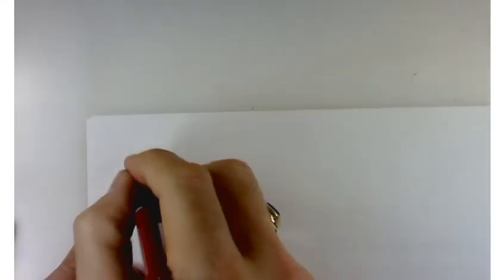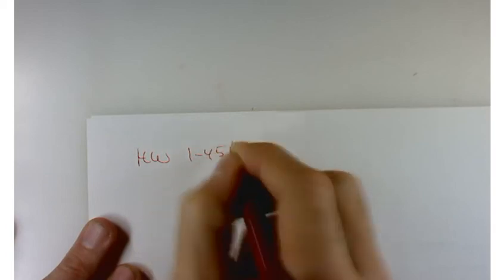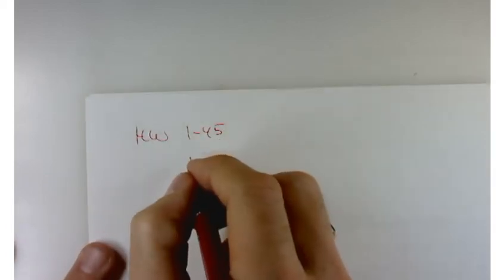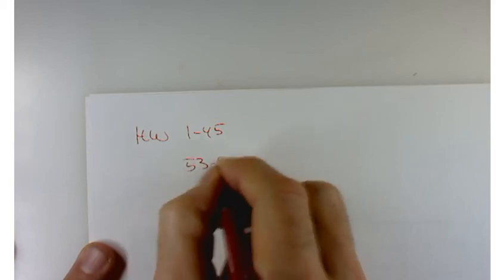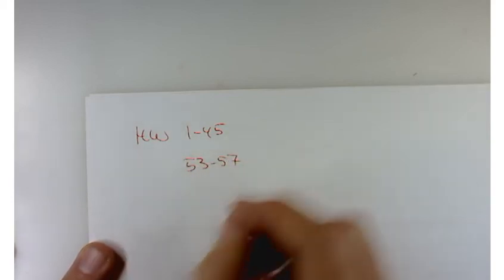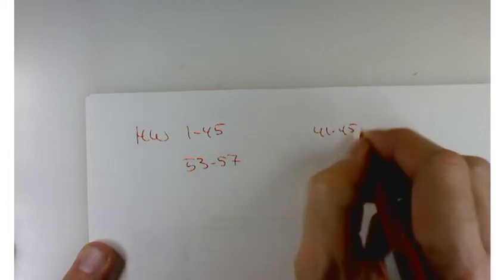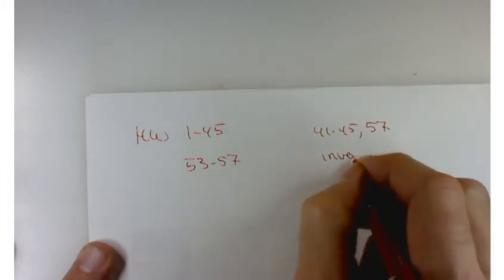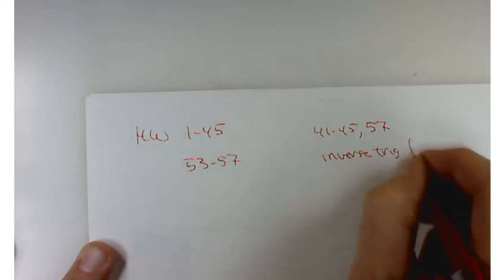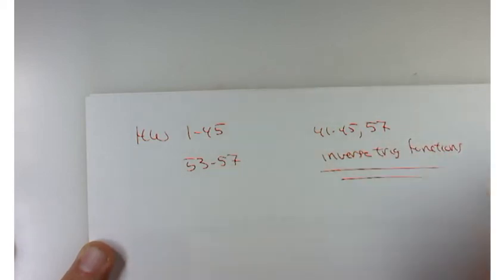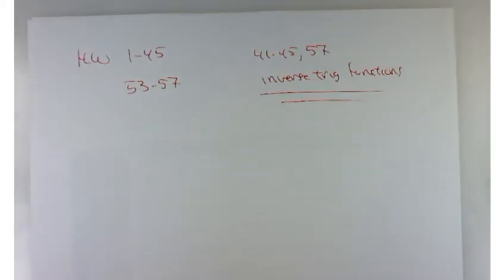Okay, for homework. Try 1 through 45, 53 through 57. Now a couple of these, 41 through 45 and 57, are going to involve inverse trig functions. So just a heads up on that. No, just like an inverse tangent, inverse sine, secant, that's nothing really big.